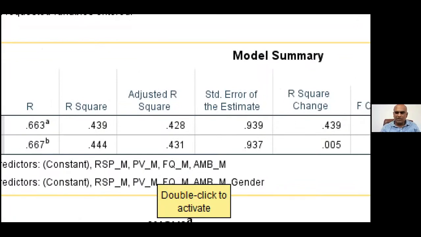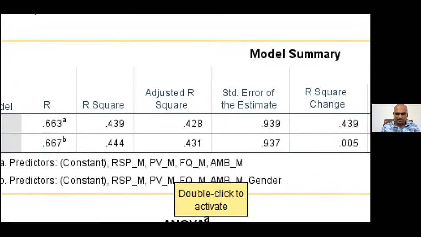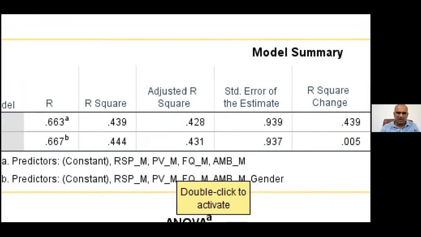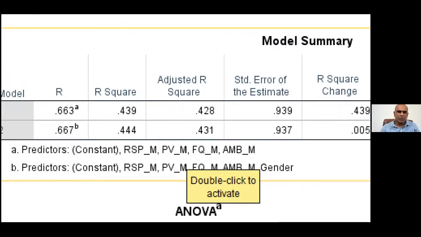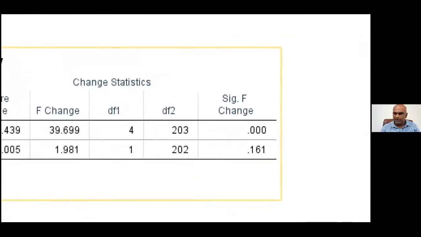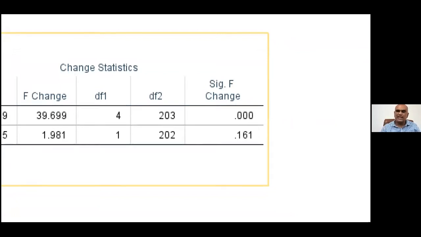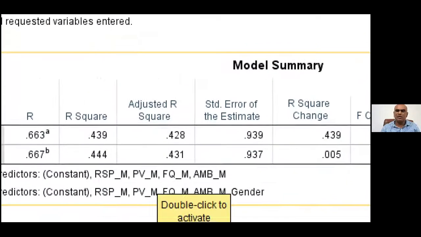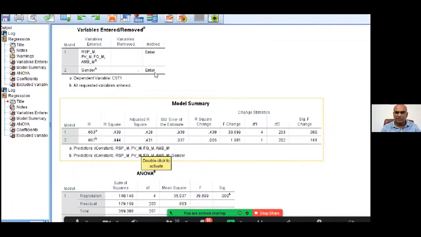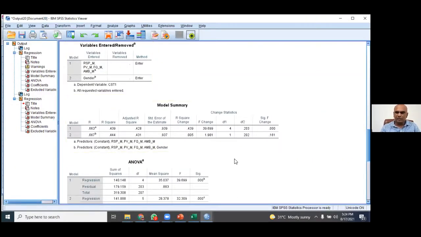However, when we've added gender here, how much change is there? The change in R square from 0.663 to 0.667 looks negligible, but let's take a look at the F change value, and it says 0.161. So now we can say that gender has no effect on our results. Our results with gender or without gender, it doesn't matter. This relationship we have tested here is the same. That means gender has nothing to do with it.